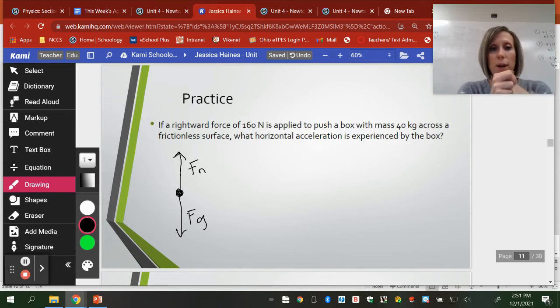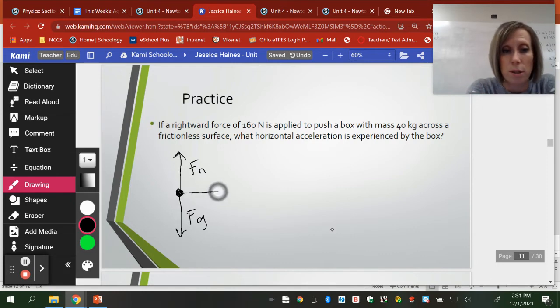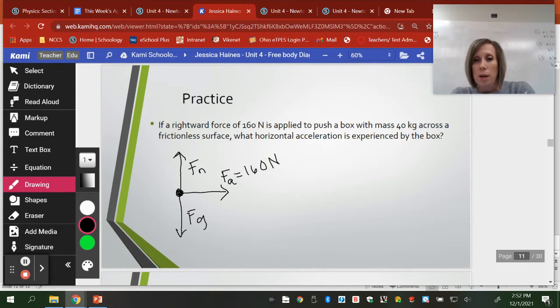We apply a rightward force of 160 newtons to push the box. So to the right, we have an applied force, which is 160 newtons. What is the acceleration experienced by it? And it's frictionless, so we don't have any friction working in the opposite direction. So this is all we have going on.